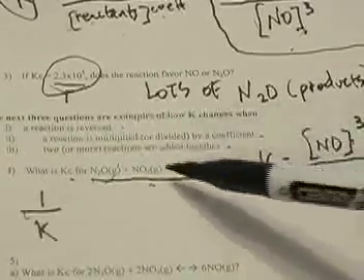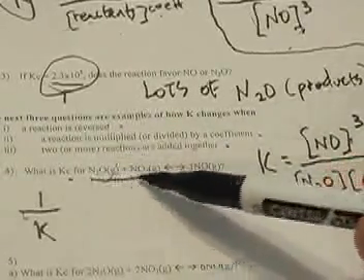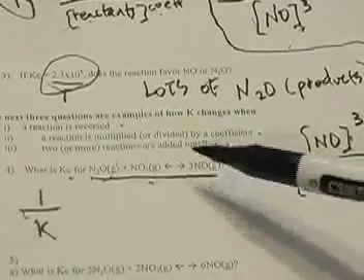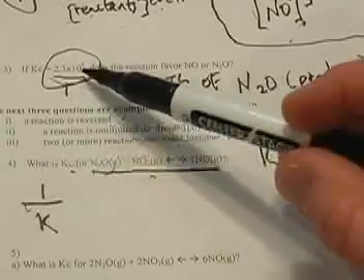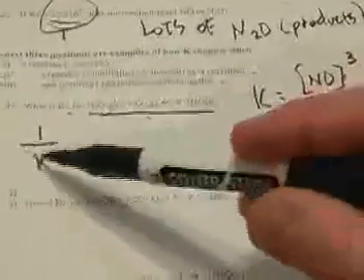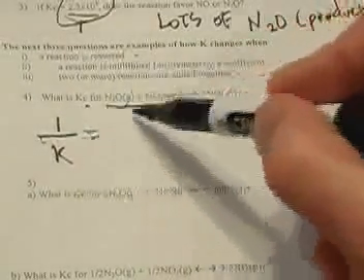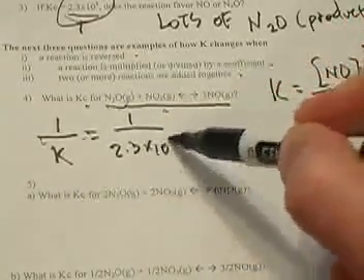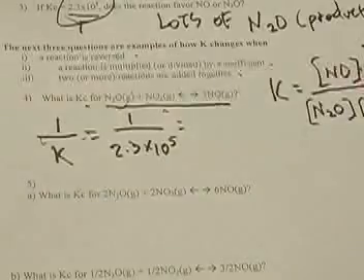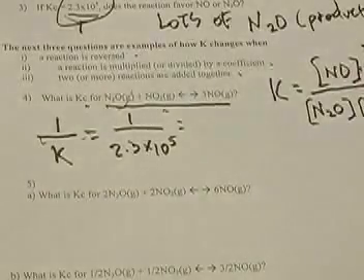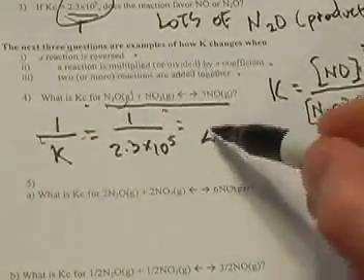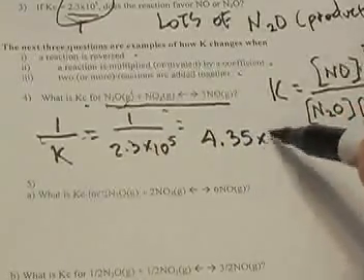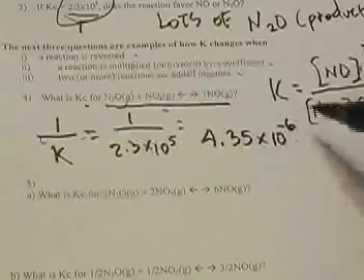And remember, it doesn't matter what arrows are in here, it's only what's written on the left that's reactants and what's written on the right as products. So we need to take the 2.3 times 10 to the 5th and find the inverse of that. This would be 1 over 2.3 times 10 to the 5th, and if you chunk that into your calculator, I believe it turns out to be 4.35, I think I rounded a little bit, times 10 to the negative 6th.